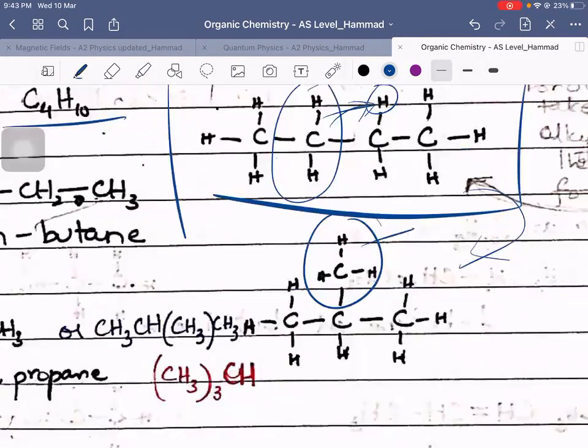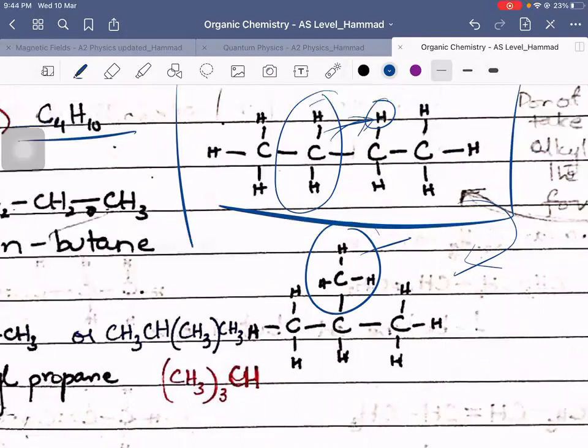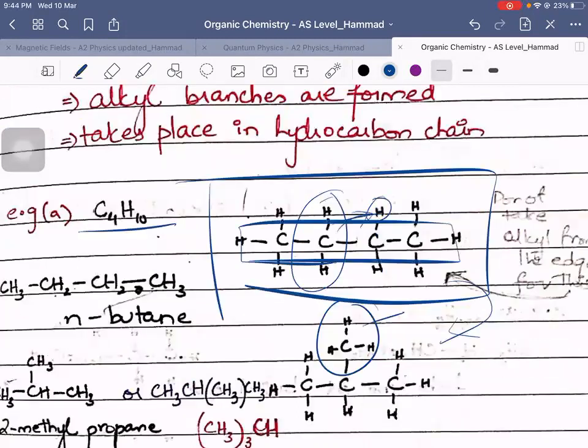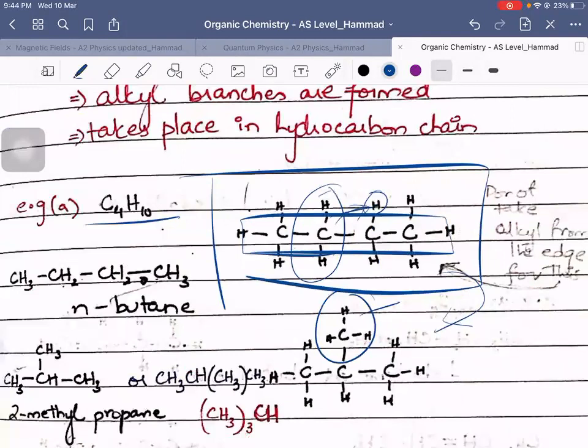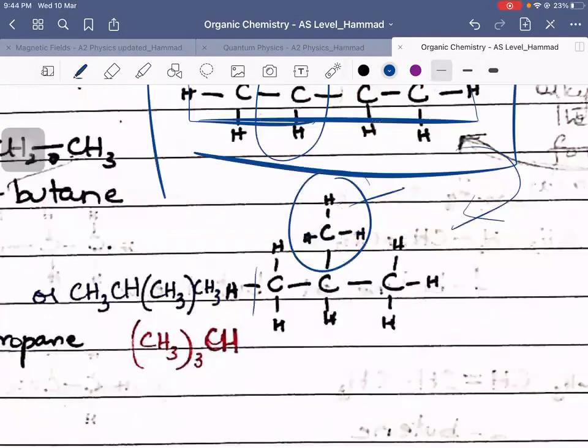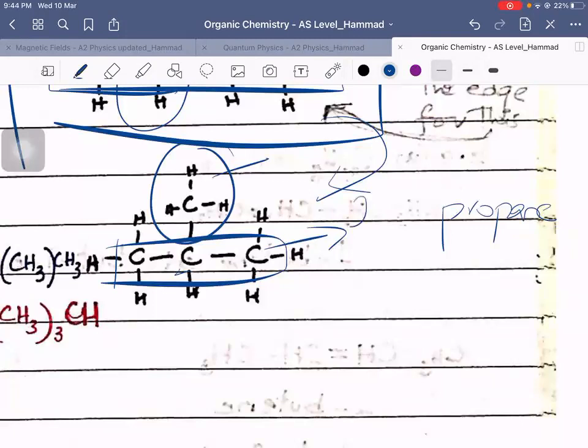Now you need to understand that the name also changes. 4 carbon atoms, singly bonded, belong to the alkane functional group and had the name butane. Now your straight chain of propane, your second carbon atom has the methyl chain, so you will write that as 2-methylpropane.